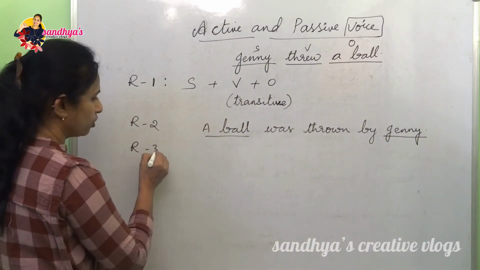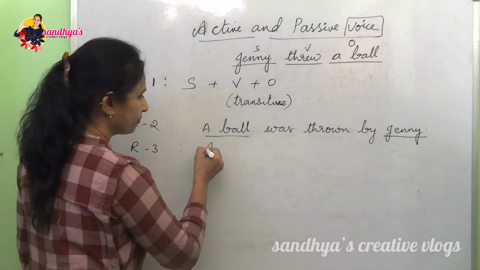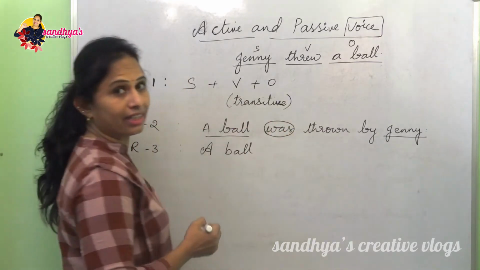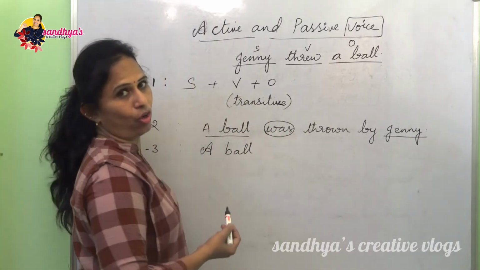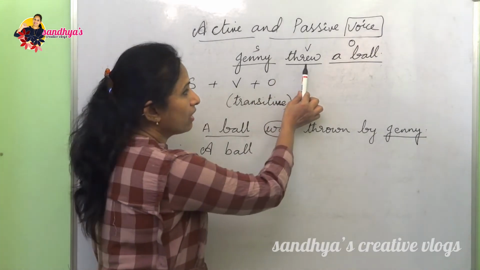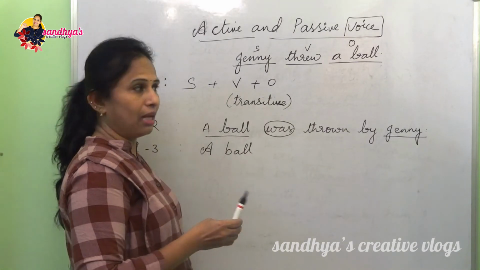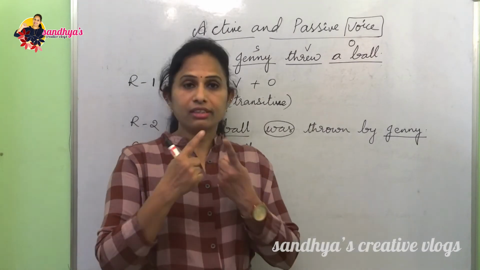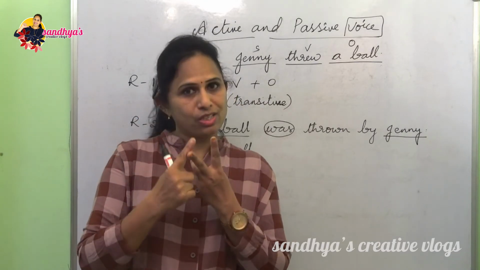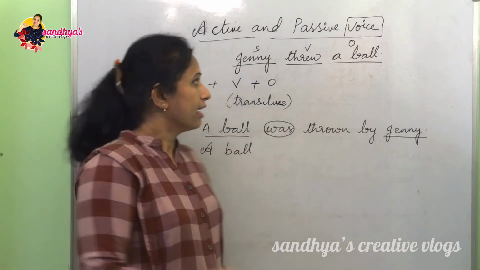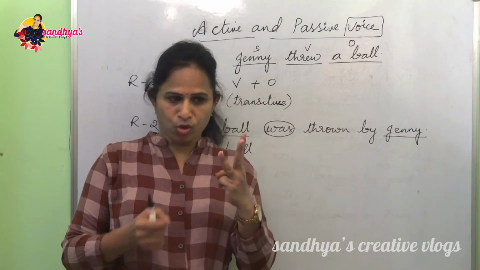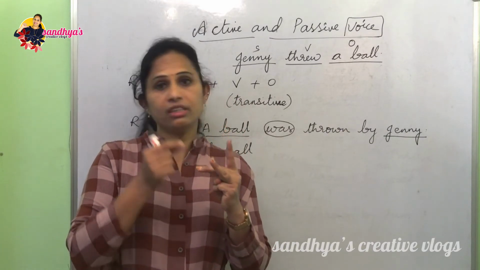Now, coming to rule number 3. In rule 3, a ball, now let us focus on this auxiliary verb. How to select this auxiliary verb? Look at the verb here. Now, identify the tense of this verb. The verb forms will be of 3 types, that is V1, V2 and V3, that is present form, past form and past participle form. Now here it is V2, that is throw, threw and thrown. So we have identified that the verb is in past form.